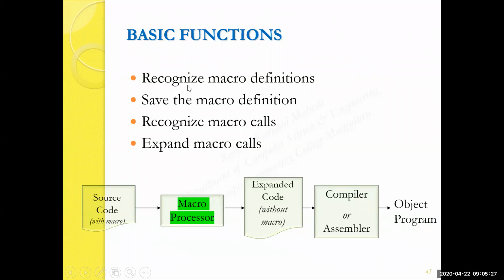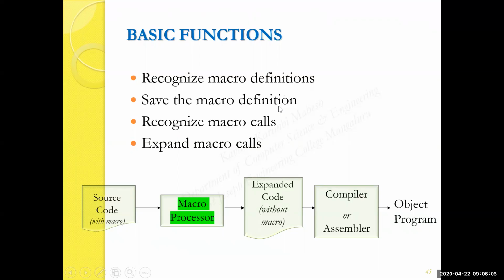The first thing is it has to recognize a macro definition. You know that in an assembly language program, macro definitions are identified with the keywords MACRO and MEND. So basically your macroprocessor will have to identify if there is a directive MACRO, and it has to define the macro somewhere so that when a macro call is encountered, the macro definition could be used in expansion. So one of the functions of the macroprocessor is to recognize the macro definition, which is generally identified with the keywords MACRO and MEND. The macro being identified has to be saved.